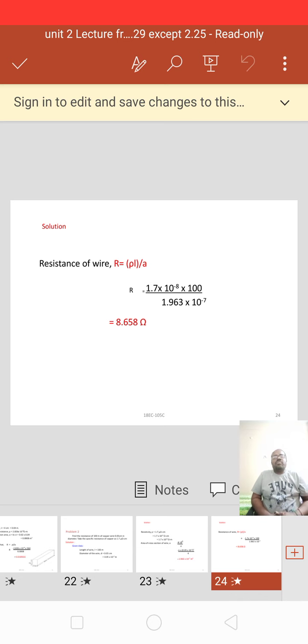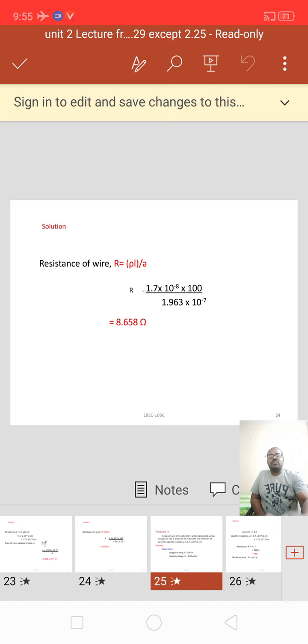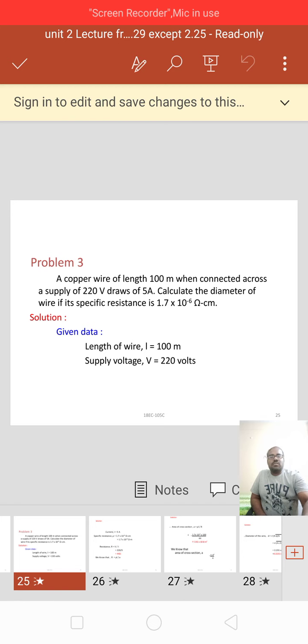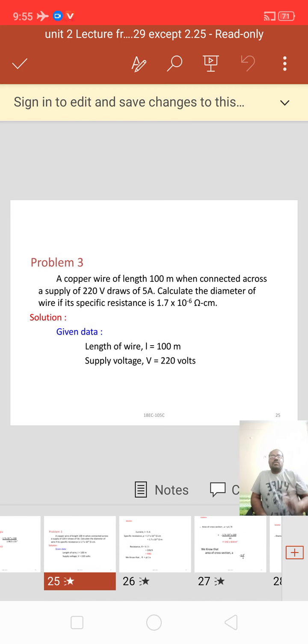Next, resistance of the wire R equal to rho into L by A, that equals 1.7 into 10 power minus 6 into 100 by 1.963 into 10 power minus 7, that equals 8.658 ohms. Here the resistance of the wire is 8.658 ohms. Next, I have already given two problems.